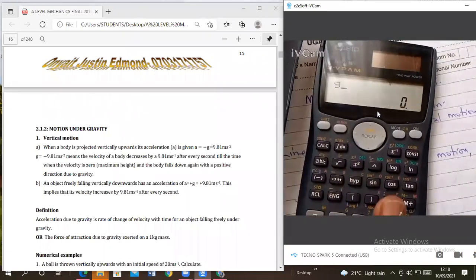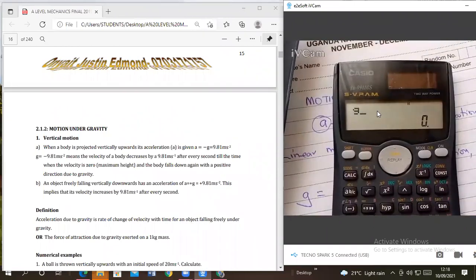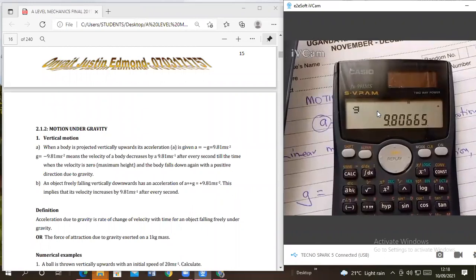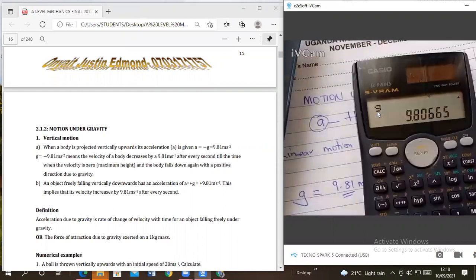Are you seeing what is displaying on the screen? Constant 35. Then if you want to get the value, press equal sign. You see that you get 9.80665. But for the purpose, we round it up to 2 decimal places.